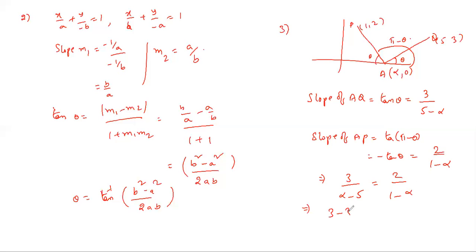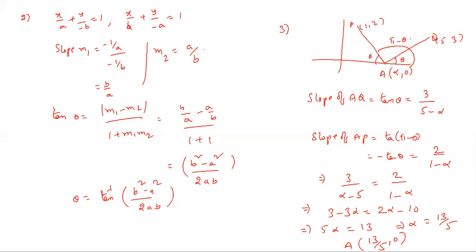So 3 - 3 alpha = 2 alpha - 10. So 5 alpha = 3 + 10 = 13. So alpha = 13/5. So the point on the x-axis is (13/5, 0).